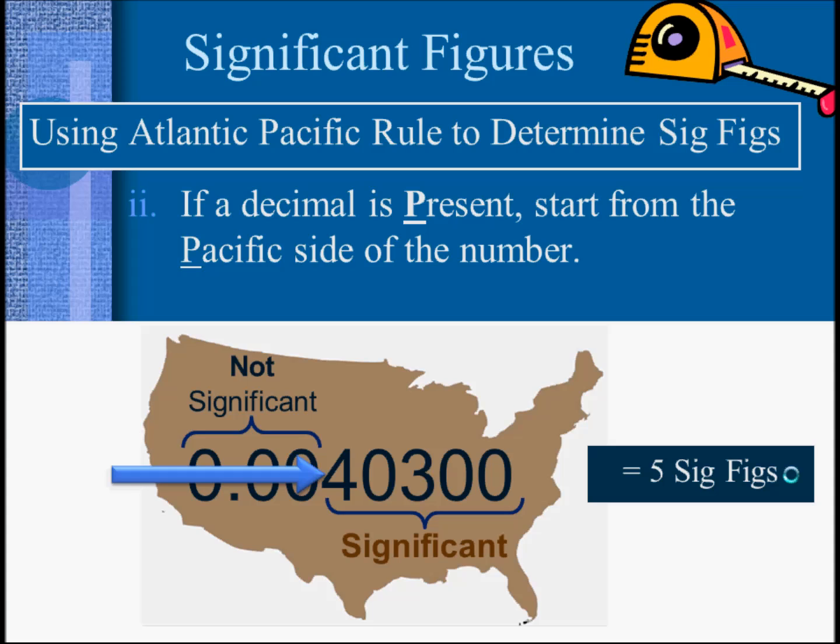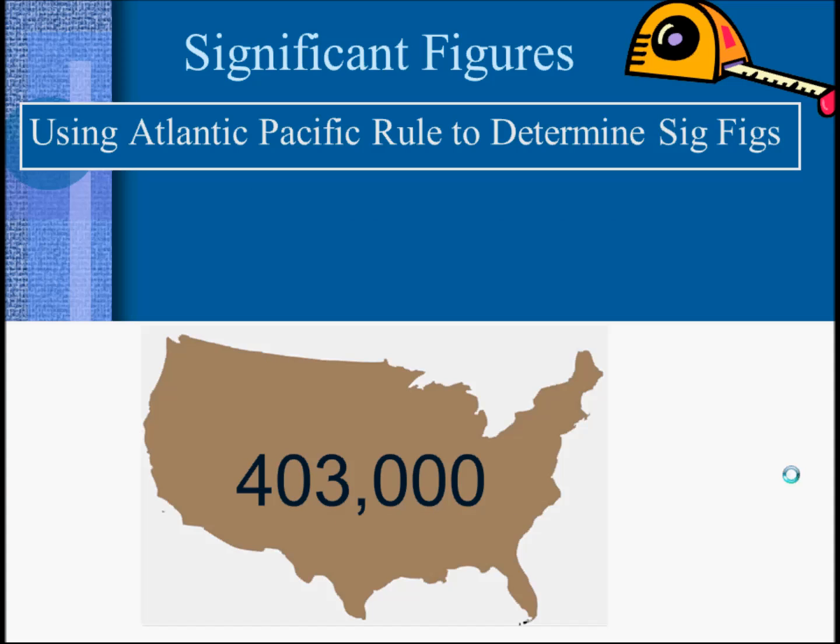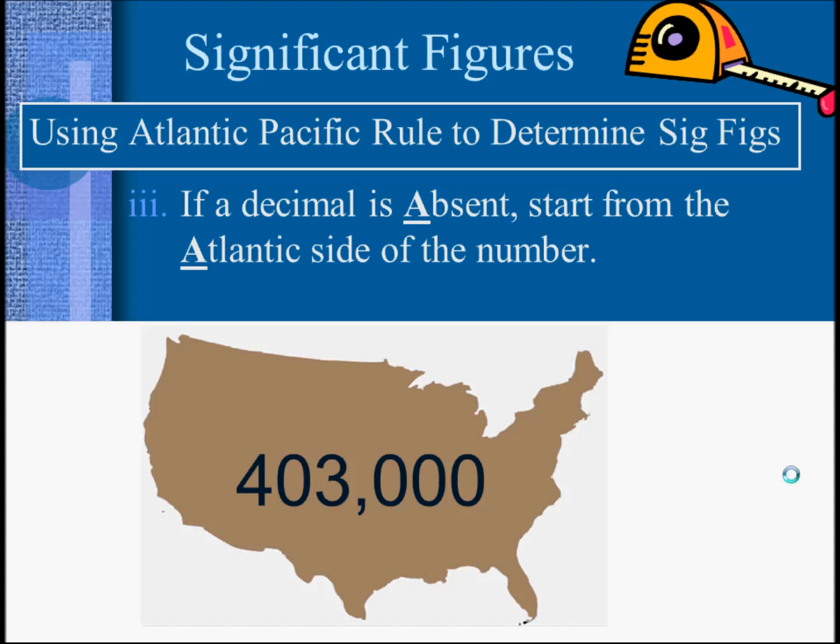Okay, let's look at another example. If I look at this number here, I'm imagining it over the United States. What's the first question I ask myself? Does it have a decimal? In this case, my answer is no. If a decimal is absent, I'm going to start from the Atlantic side. So I'm doing the same thing, just coming from the other side. I'm going to cruise through the zeros, and I'm going to go until I hit a non-zero digit. In this case, the 3 is going to stop me.